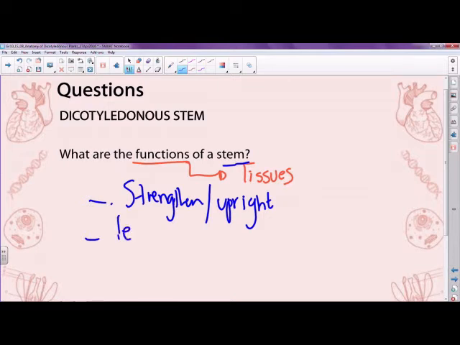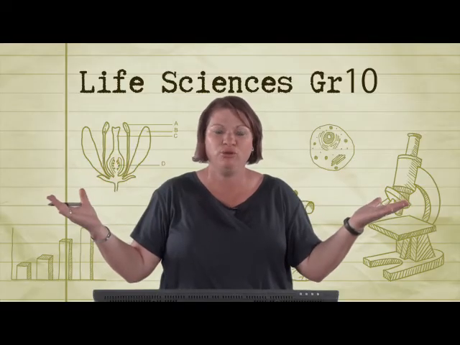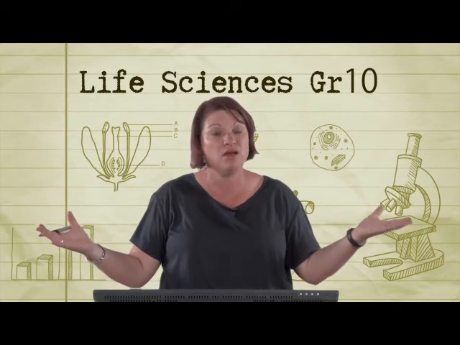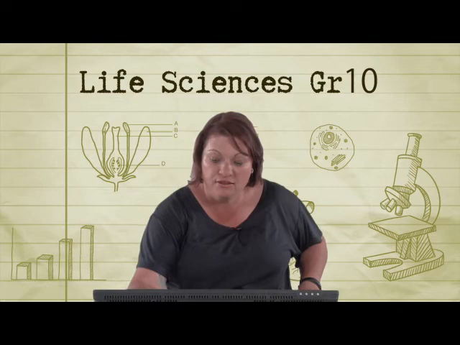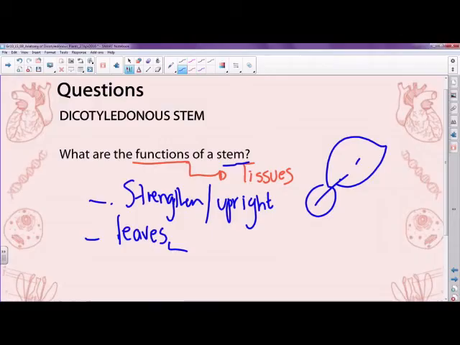And though the leaves are a different organ, the leaves need to be held in position in order for them to do their function. So how does a leaf hold its position? If you remember from last week, when we drew the leaf, a leaf has got a little petiole, and that little petiole is attached to the stem. So the stem's responsibility is to keep the leaves in their position.